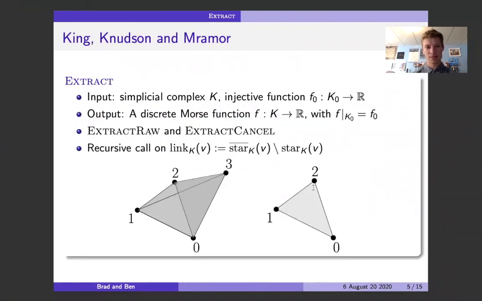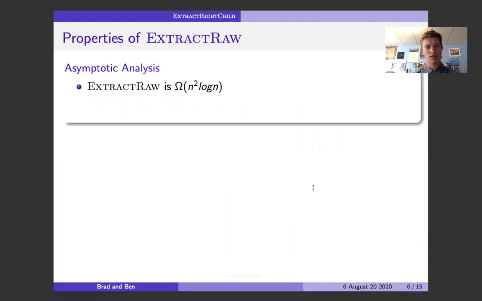Great. Thanks, Brad. So now I'm going to provide a little bit of a deeper insight into extract raw and some of its important properties. And then I'm going to provide our main contribution in the paper, an algorithm that we call extract right child, which should sound a little familiar from the title.